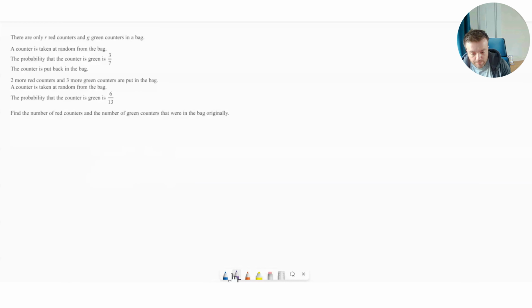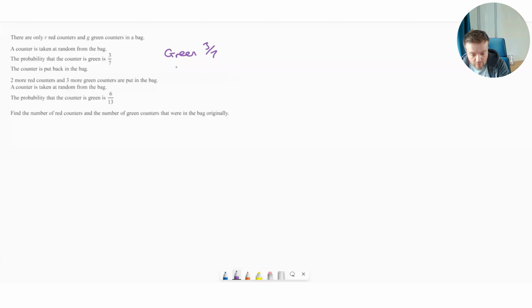Right. So there are red and green counters in a bag. A counter is taken out at random from the bag. The probability the counter is green is 3 over 7. Okay, so that's the first bit of information that we can use, all right? So we know that green clearly is equal to 3 out of 7.